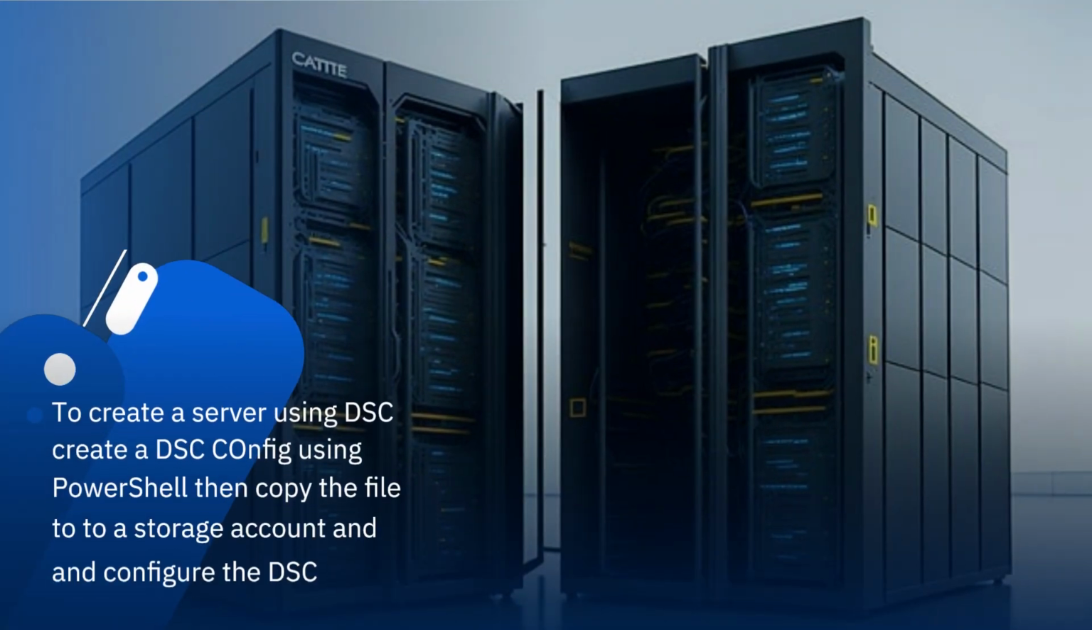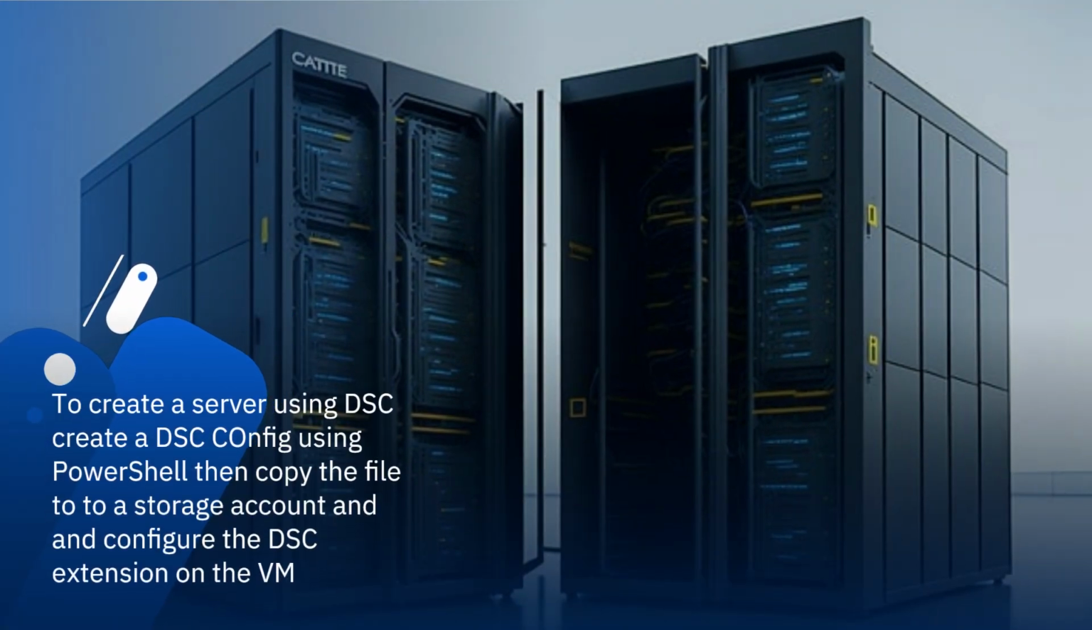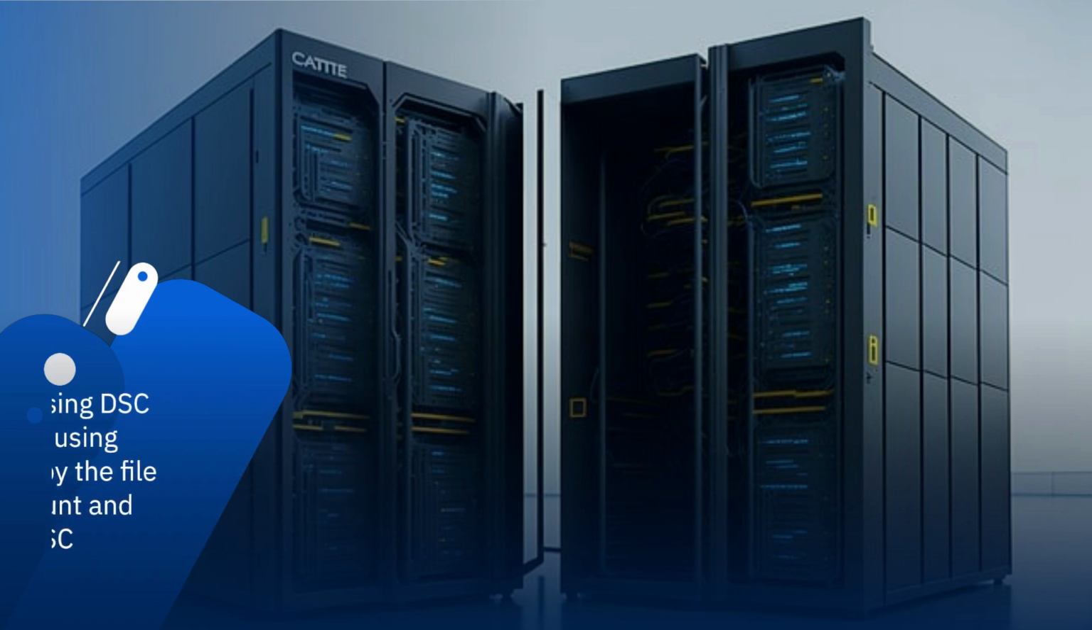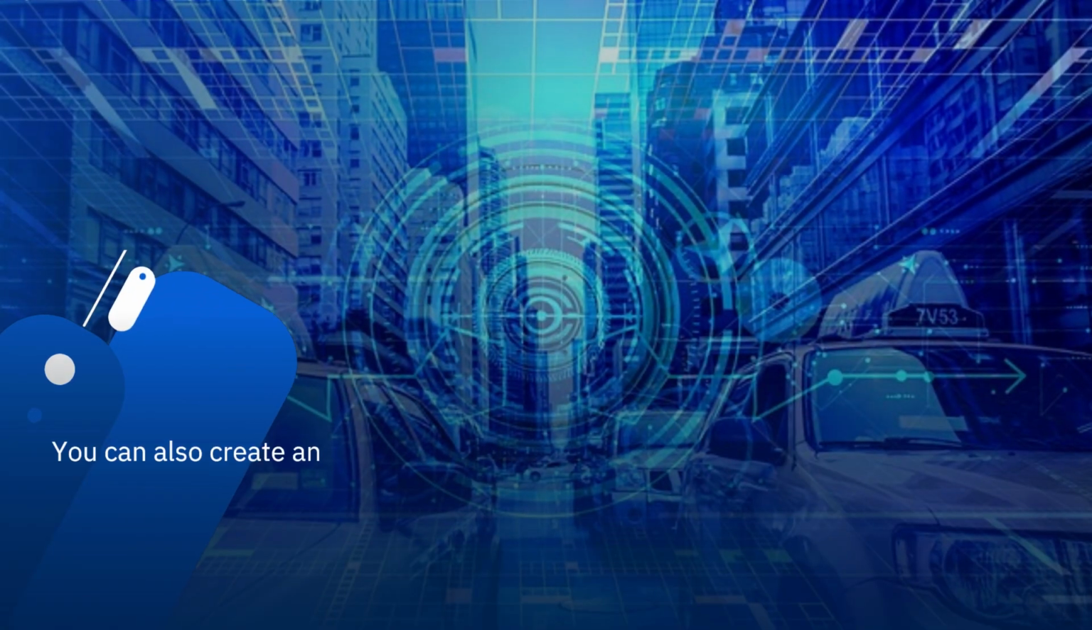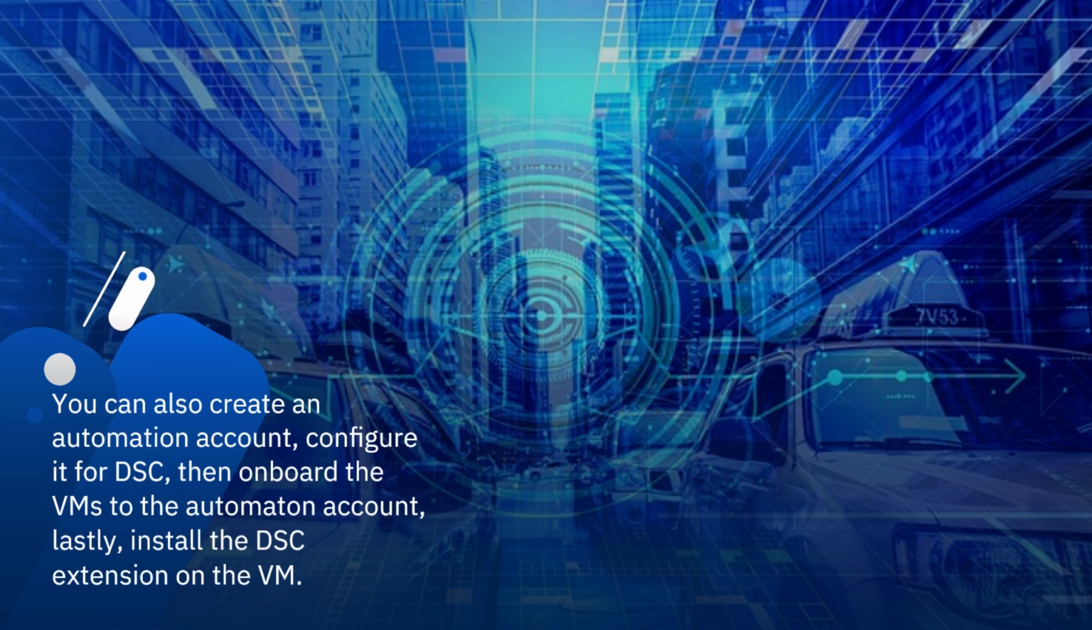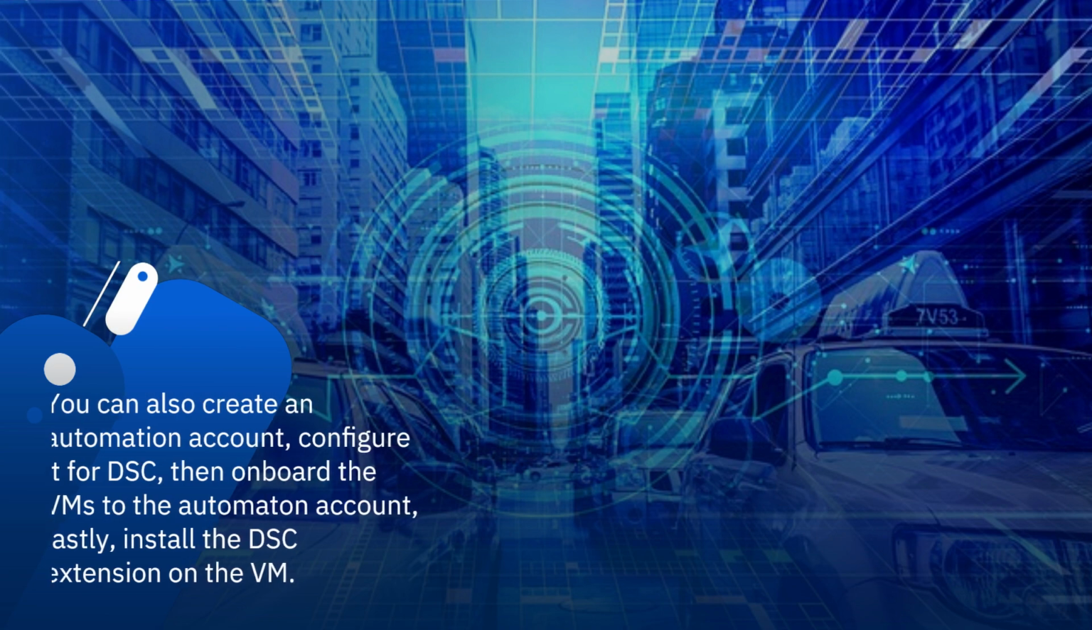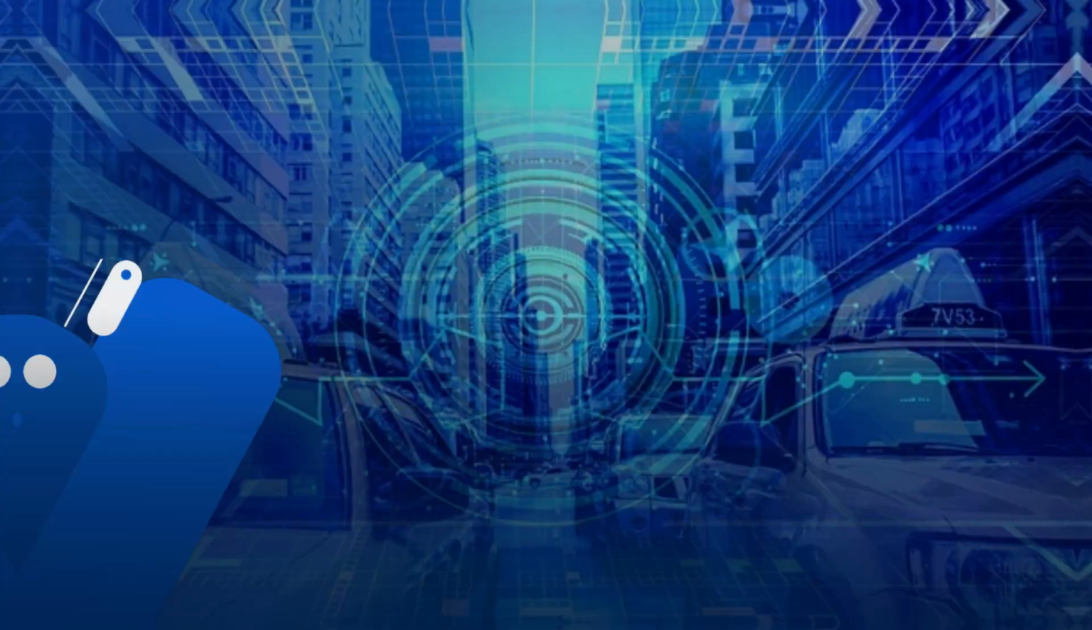To create a server using DSC, create a DSC config using PowerShell, then copy the file to a storage account and then configure the DSC extension on the VM. You can also create an automation account, configure it for DSC, then onboard the VMs to the automation account. Lastly, install the DSC extension on the VM.